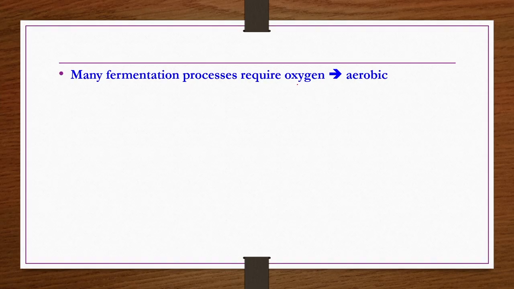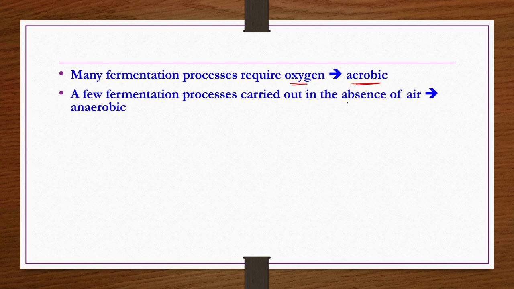Now, the fermentation process sometimes occurs in the presence of oxygen, and sometimes in the absence of oxygen. Fermentation processes which require oxygen are known as aerobic processes, and many fermentation processes are aerobic. However, a few occur in the absence of air as well, and they are known as anaerobic fermentation processes.